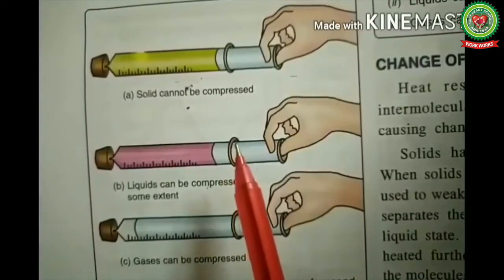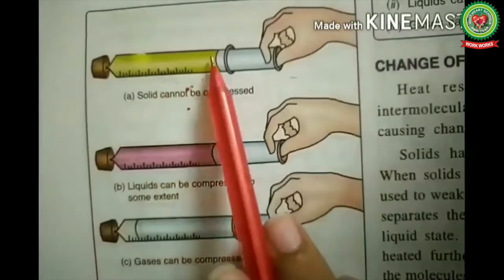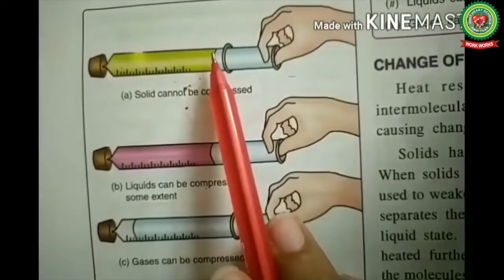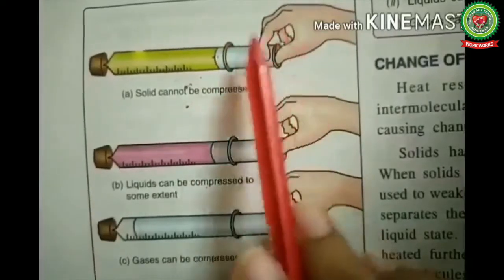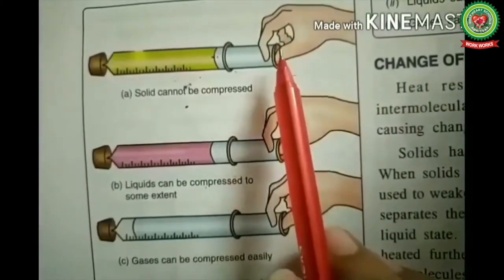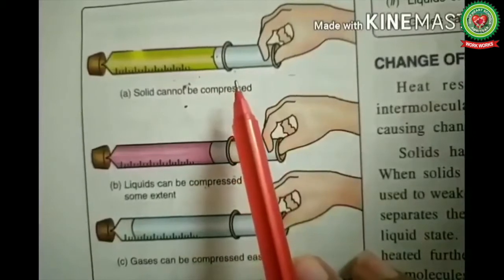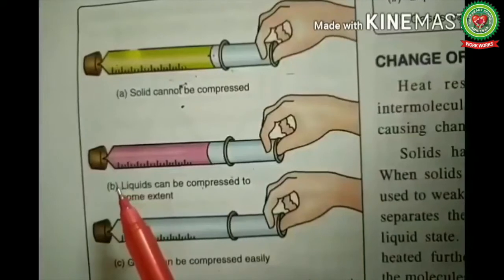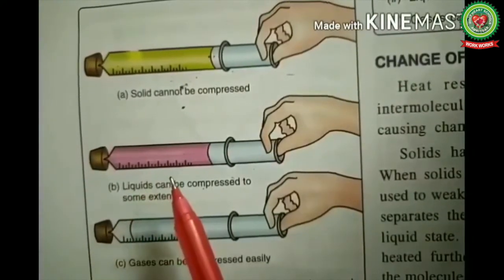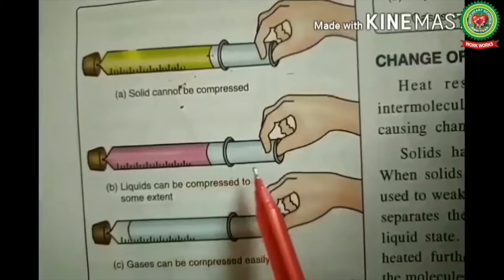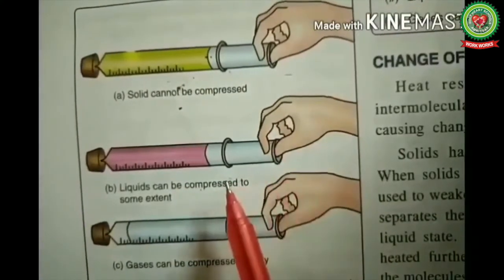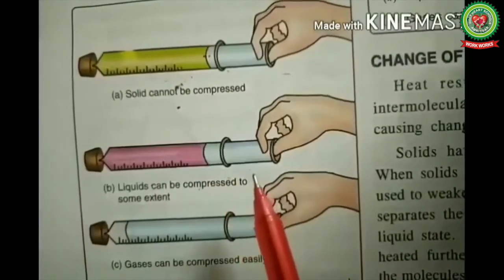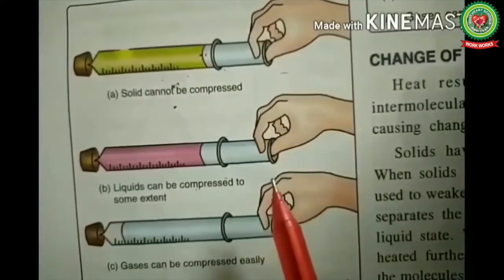Take 3 syringes. The first syringe contains sand. We cannot compress the sand when we apply pressure on the piston. So, solids are incompressible. Second case, the second syringe contains liquid. When we compress the piston, it moves a little. So, liquids can be compressed but only up to some extent.